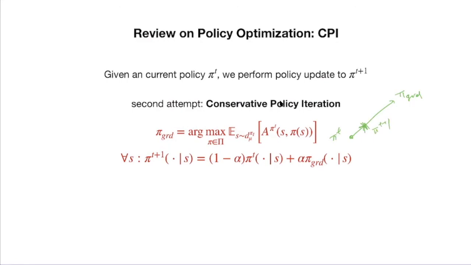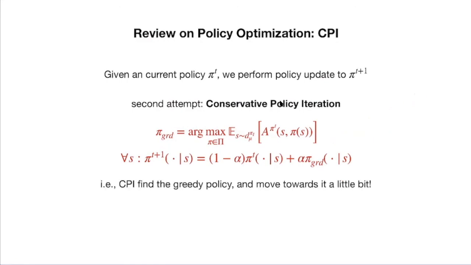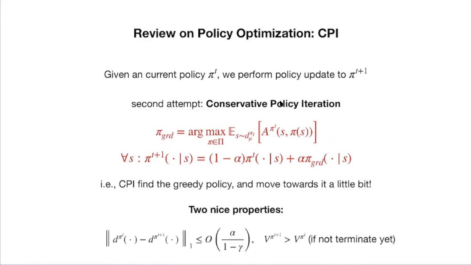Right? So this is conservative policy iteration. And what we showed is that there are two nice properties. The first property is that this is actually conservative, in the sense that the state distribution between two successive policies, pi t and pi t plus 1, under the L1 norm is bounded by this learning rate alpha, with an amplification of 1 over 1 minus gamma. Which means that if we're very conservative in the policy update, the change in the two distributions will be very tiny.